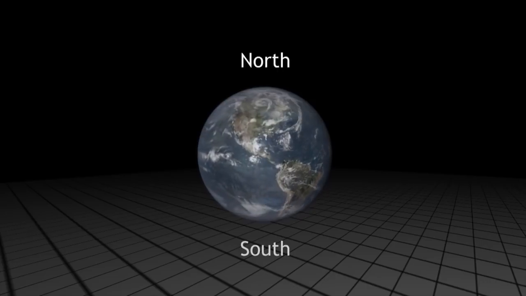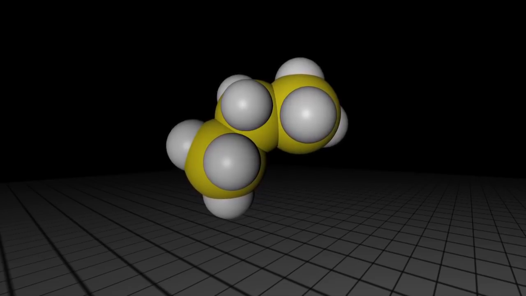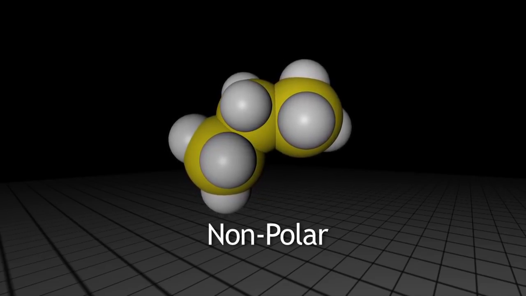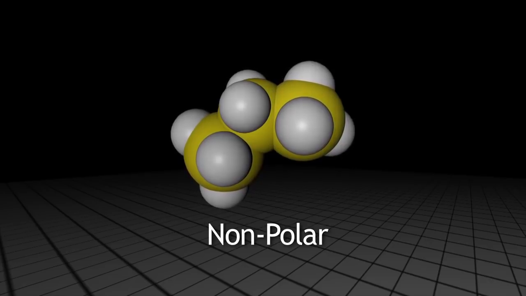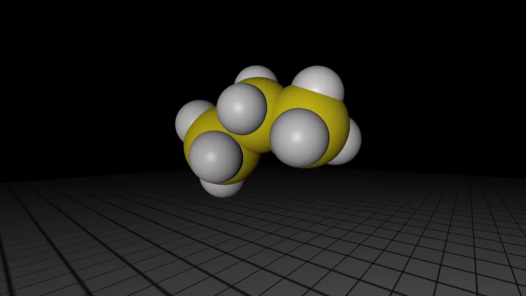And these poles make the molecule polar. Molecules with a more equal distribution of electrons simply cancel each other out and are nonpolar. And this is important because polarity affects solubility, the ability of two substances to mix.